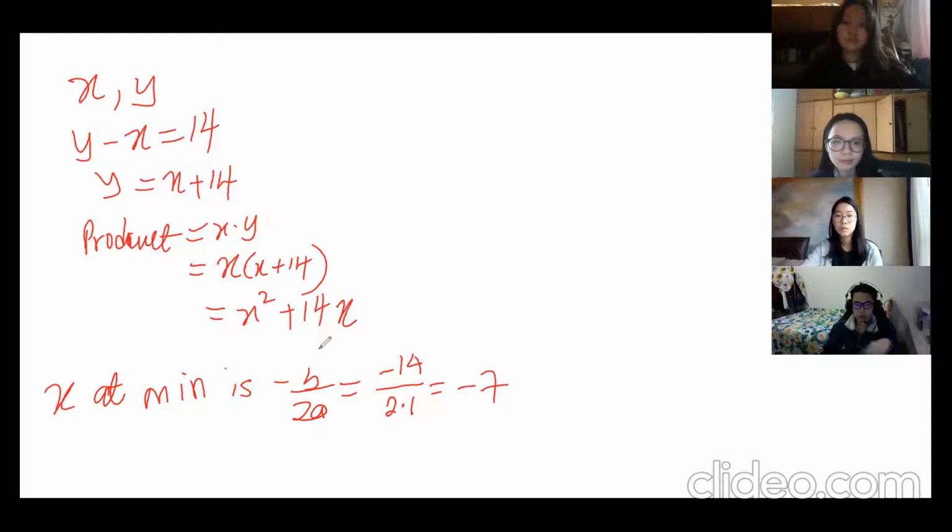The question isn't asking you to find the minimum. The question is asking you to find what? Two integers. What are those two integers? Negative 7 and 7.